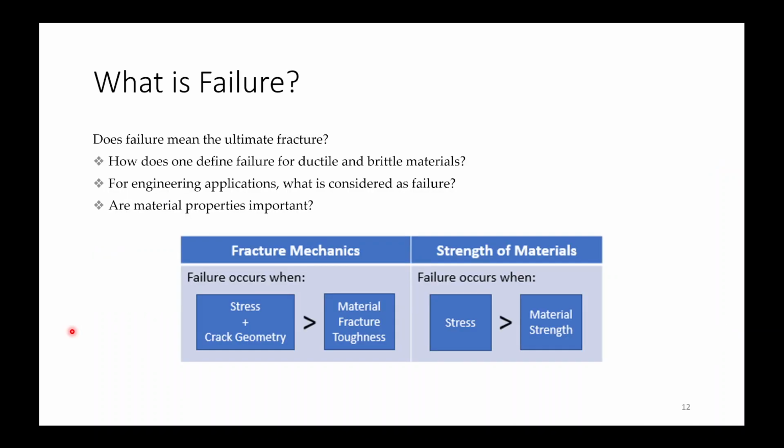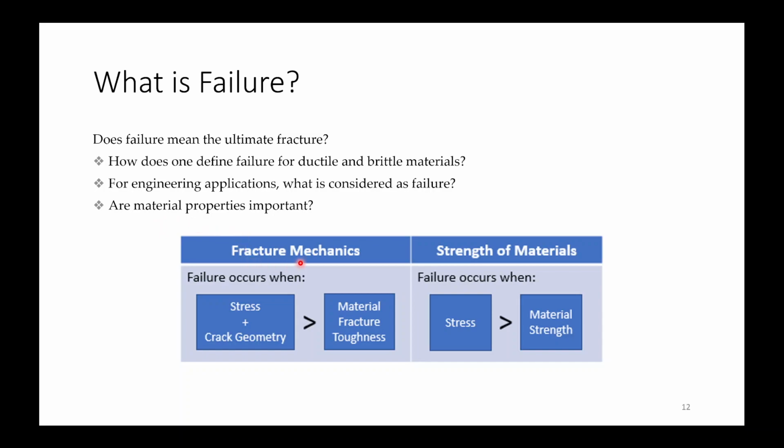Now we'll be going through some notes. Firstly, what is failure? Does failure mean the ultimate fracture, or how does one define failure for ductile and brittle materials? For brittle materials, we define it differently compared to ductile materials. For engineering applications, what we consider as failure depends on what equipment we are using, what part of the equipment is there, and whether material properties are important. Important material properties such as yield strength, UTS and fracture strength also play an important role.